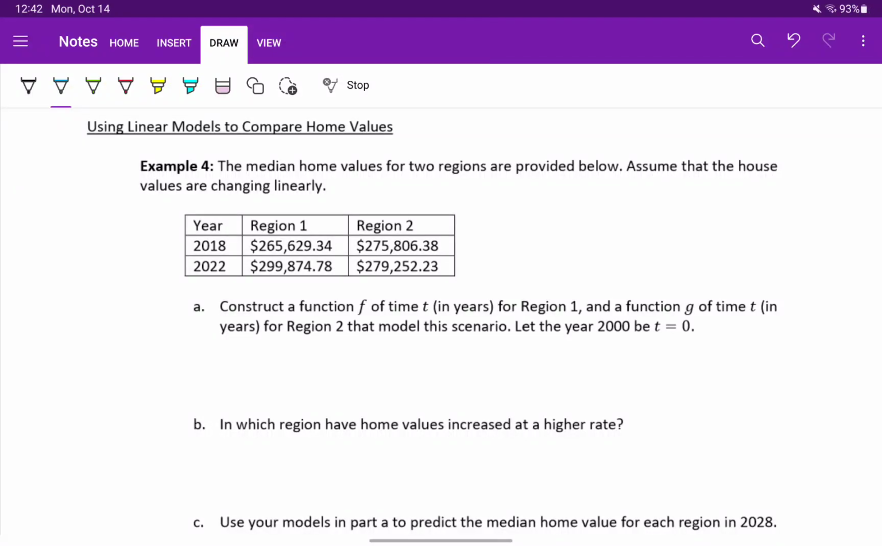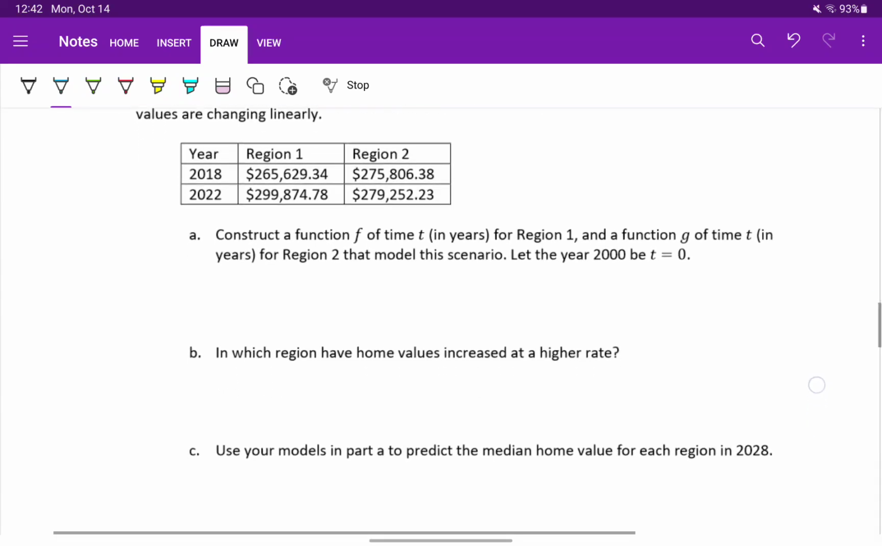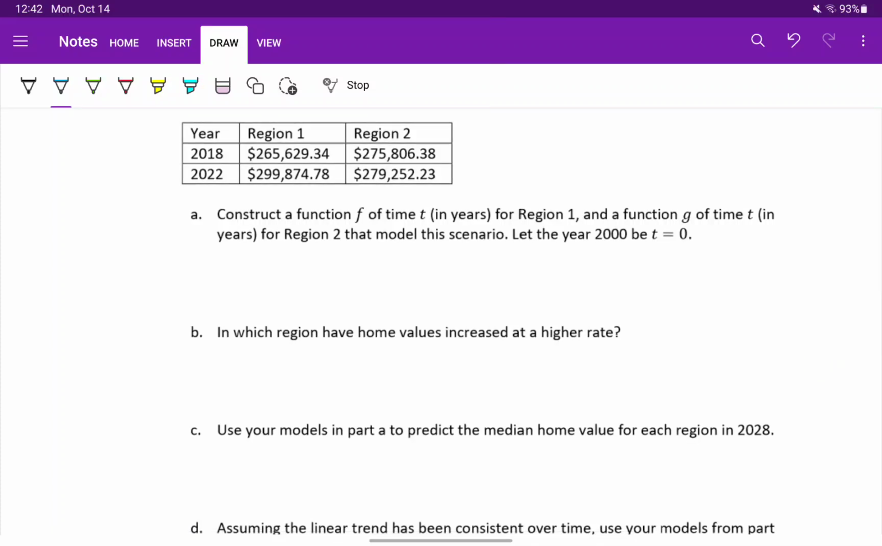In example 4, we're comparing median home values. So the median home values for two regions are provided below. Assume the house values are changing linearly, meaning we have a constant rate of change. We can use linear models to model this behavior. We want to construct a function f of time t in years for region 1 and a function g for region 2 that model this scenario.